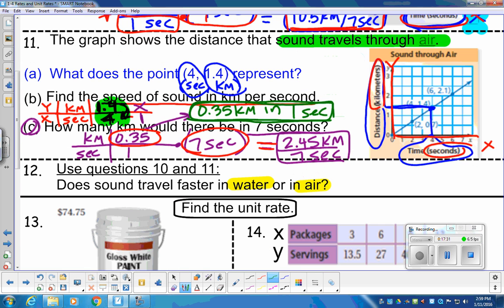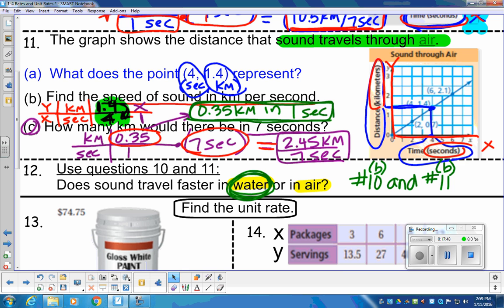So does sound travel faster in water or air? You should be saying that it travels faster in water. According to the answers, we're looking at the answers to numbers 10 and 11, and we're looking at numbers 10b and 11b and trying to see which of those speeds is faster. You should be saying that 10b's speed is faster.